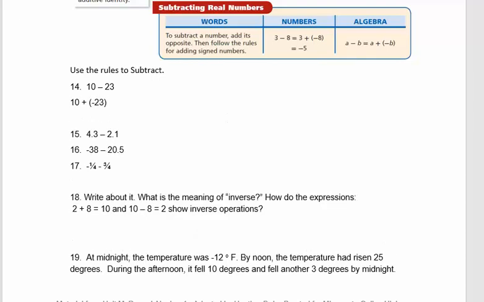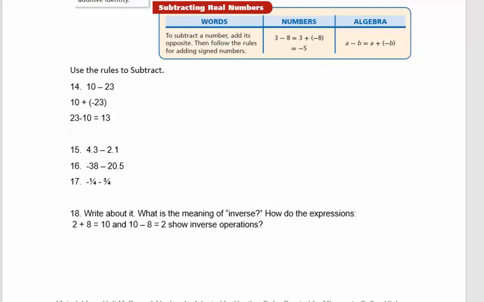Now we're going to use our rules for adding that we learned earlier. Our rule for adding, if they have different signs, is you subtract their absolute values. So the absolute value of 10 is 10. The absolute value of negative 23 is a positive 23. I subtract those and I'll get 13. Now the rule also says that you want to take the sign of the larger one. And the one that had the larger absolute value was the negative 23. So my answer for this is going to be negative 13. Not positive 13, but negative, because the negative 23 had the larger absolute value.